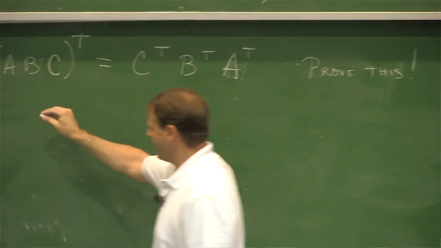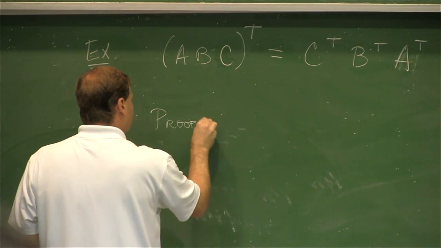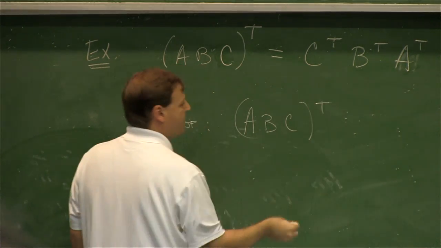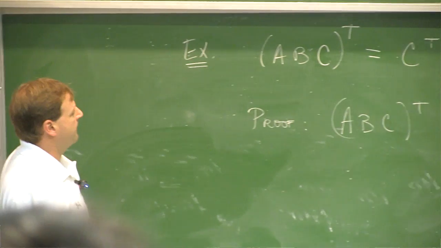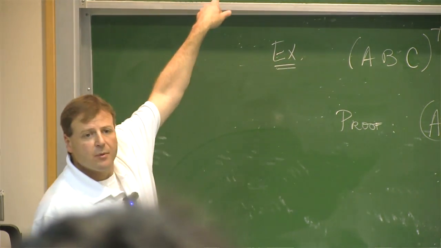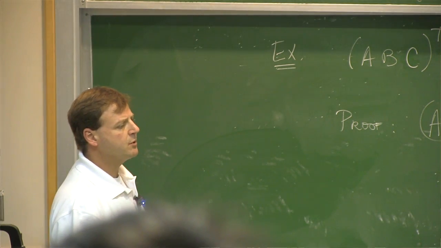Okay, so let's go. I got to start with this. Here's my proof. A, B, C, transpose. I have to say this equals something to get going. And I know this fact. I know this theorem. I want to use that theorem to get this new result. This is what we do in math.